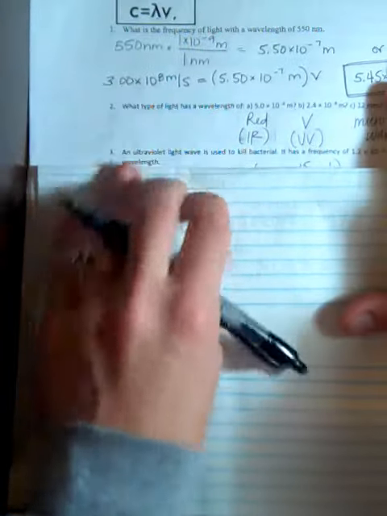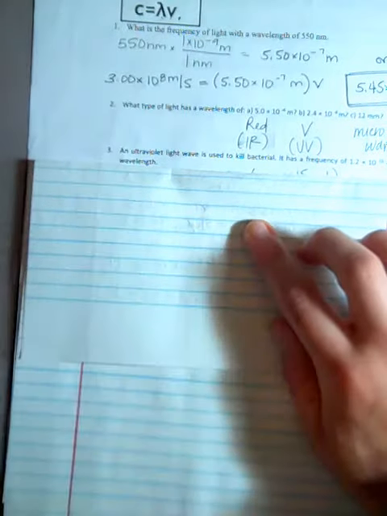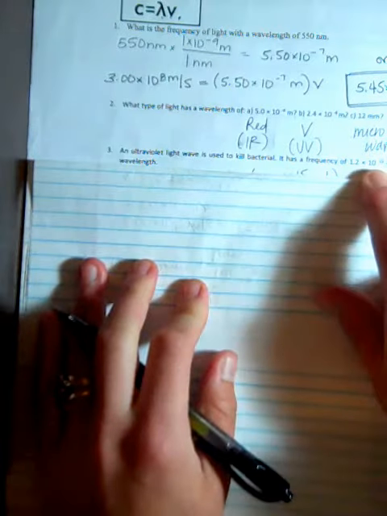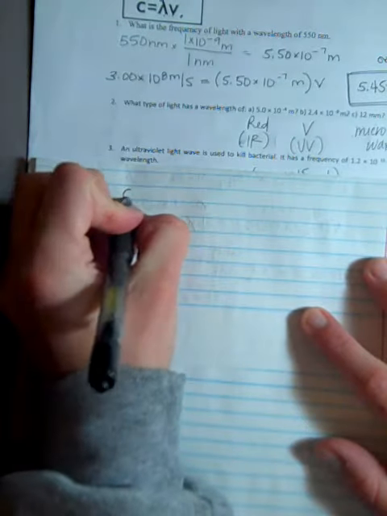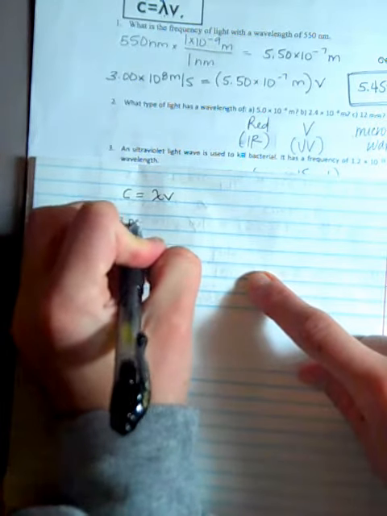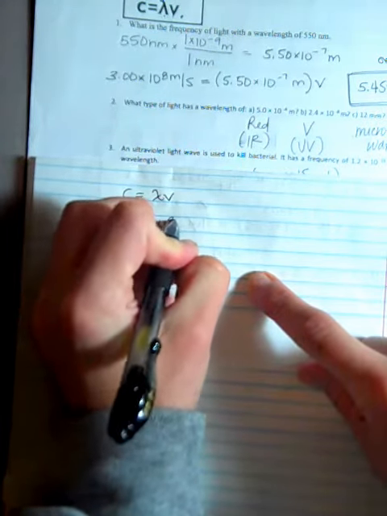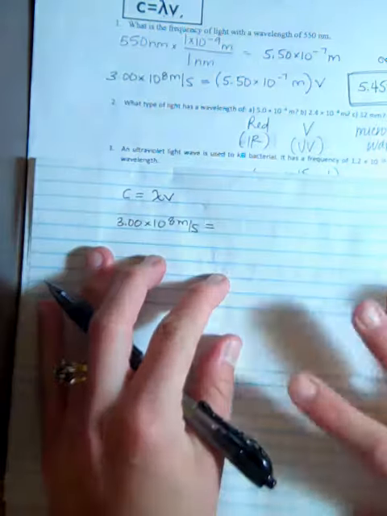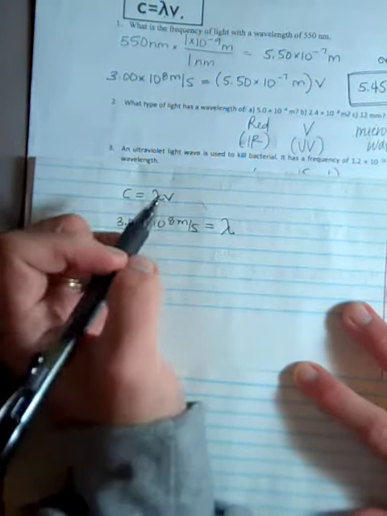So if we're trying to find the wavelength of this UV wave that has a frequency of 1.2 times 10 to the 15th seconds to the negative first power, we just use this equation again. C equals lambda nu. C is always, always, always 3 times 10 to the 8th meters per second. Lambda represents wavelength, and I don't know my wavelength here, so I'm just going to leave it.